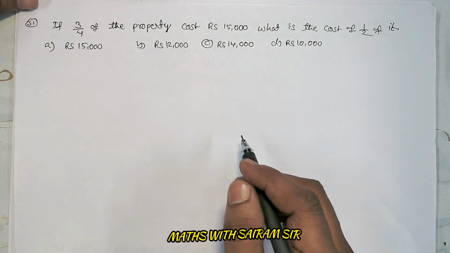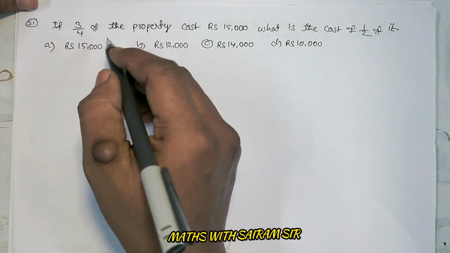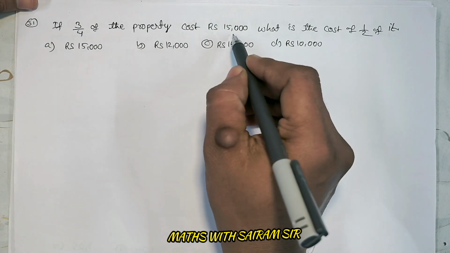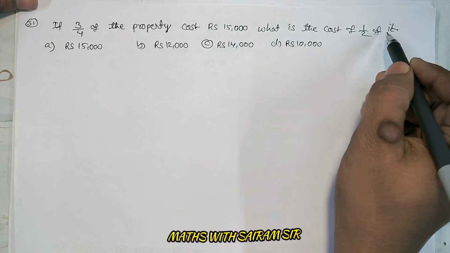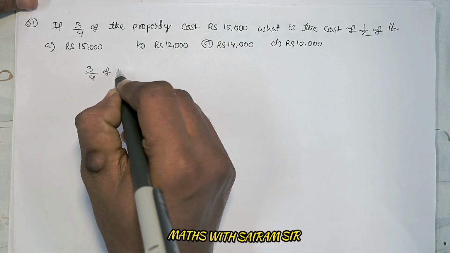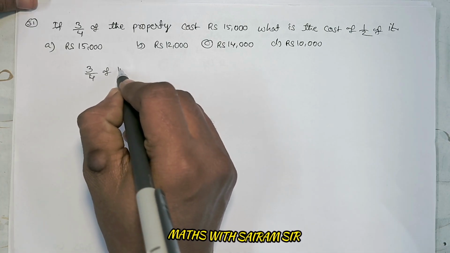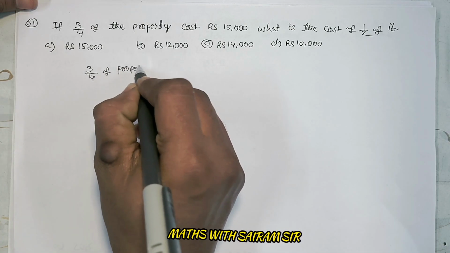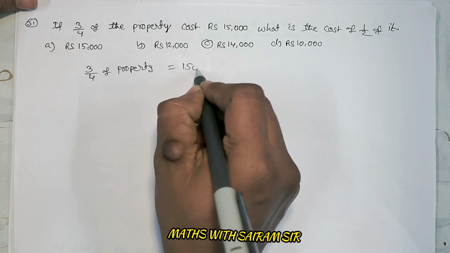Now we are going to discuss the next problem. If 3 by 4th of the property cost is 15,000, what is the cost of 1 by 2 of it? Okay, what have we been given? We have been given the 3 by 4th part of the cost of property. Okay, that is given as 15,000.